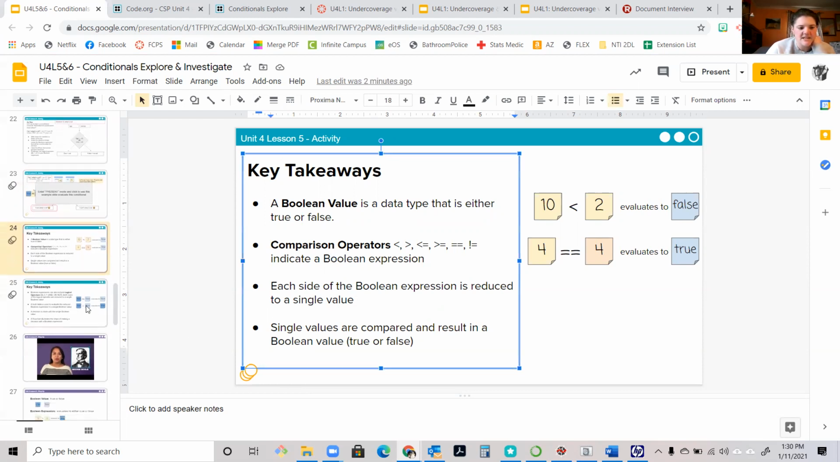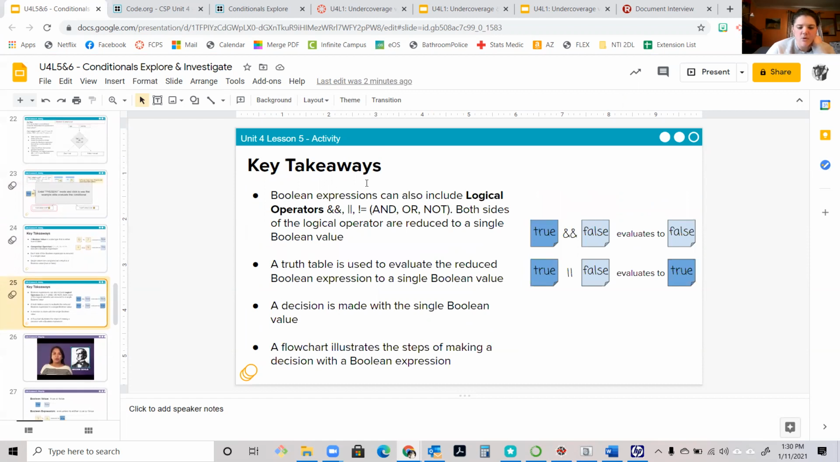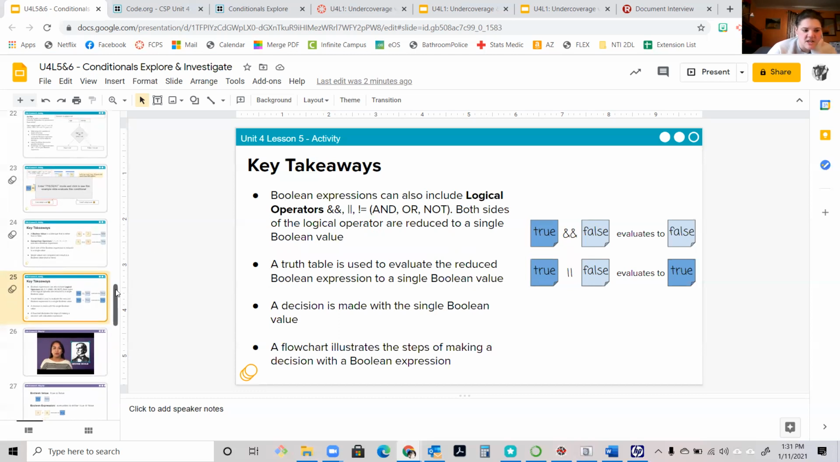And we can have more than one comparison by using logical operators. Those are and, or, and not. When we do this, we reduce both sides of the operator to a single Boolean value. So either true and false, true or false, etc. While we are still mastering these, we can use truth tables. And now you have a copy of yours in this notes document. And we can draw flowcharts to help us learn.